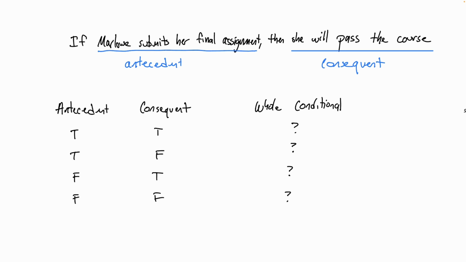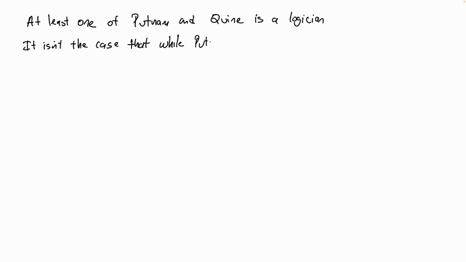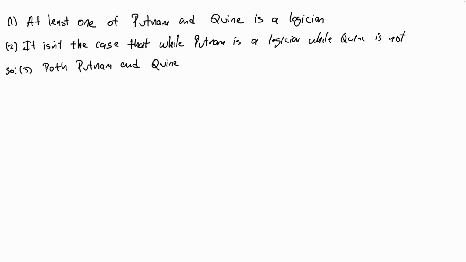By contrast, if the truth value of a conditional isn't determined by the truth values of its parts, then the truth table method for assessing validity can't be extended to reasoning that includes conditionals. So let me spell that out a bit. So consider the following inference. At least one of Putnam and Quine is a logician. It isn't the case that while Putnam is a logician, Quine is not, so both Putnam and Quine are logicians.